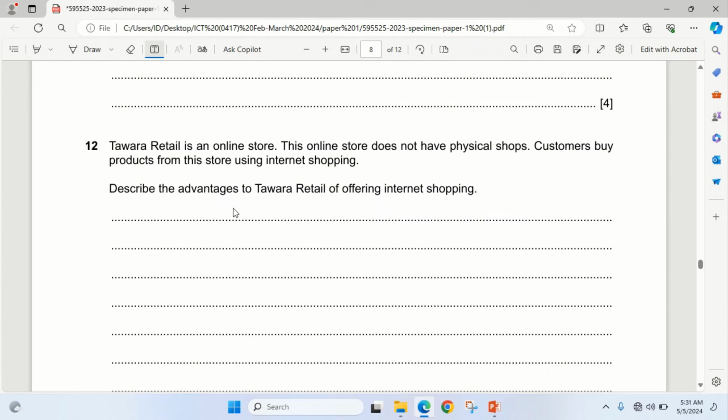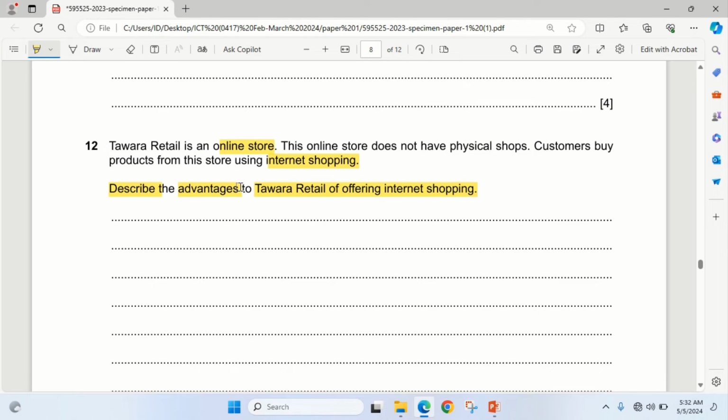So question 12, Tawara Retail is an online store. This online store does not have physical shops. Customers buy products from this store using internet shopping. So that's the keyword there, online store. Describe is a command word. The advantages to Tawara Retail of offering internet shopping. This is asking for advantages to Tawara Retail, not advantages to the customers. So please look out for the right words in the question.